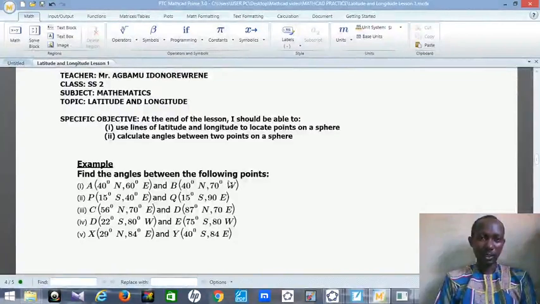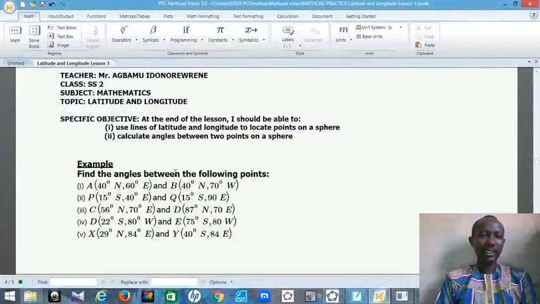So let's focus on how to get the angles between 2 points, because before you can get the distance between 2 points, you must know the angle first. And remember, what we do in this topic is the length of an arc formula. That's what we use in calculating the distance. And you know, when you want to get the length of an arc, you need to know the angle subtended by that arc at the center. And that angle, you divide it by 360 degrees times 2 pi r.